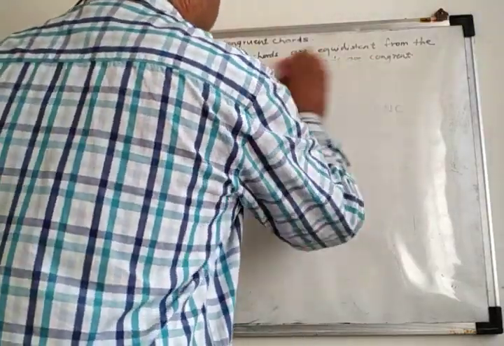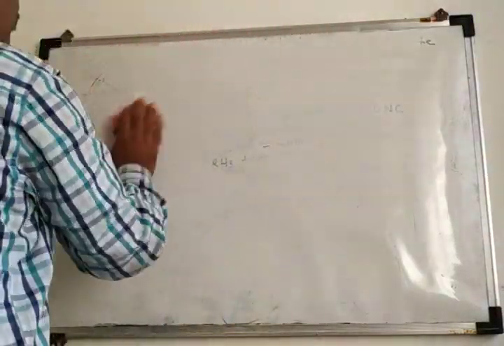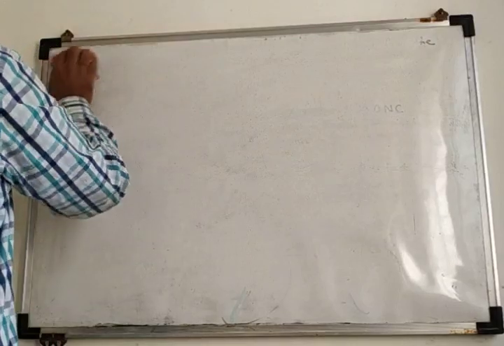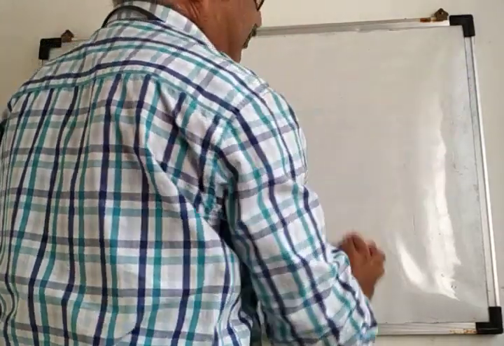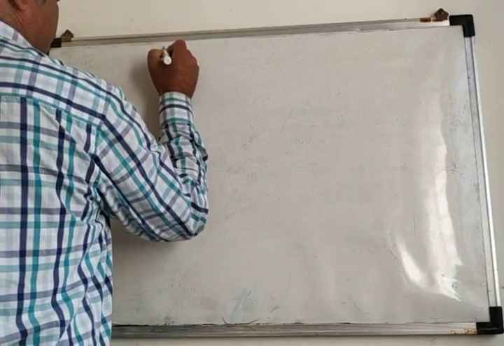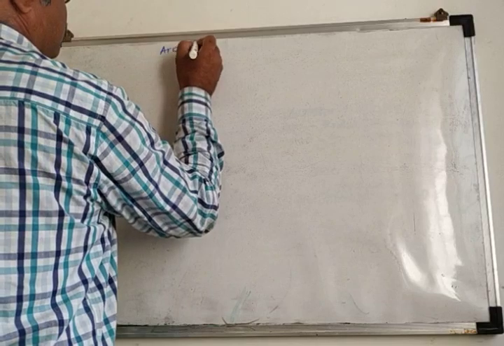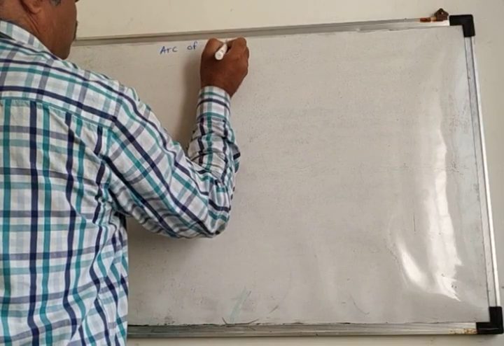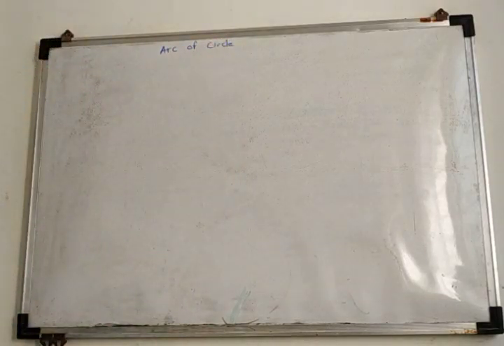So boys, till now we have seen the theorems, and I want to add one more very simple concept, that is an arc of a circle. So you see, an arc is nothing but one part of a circle.